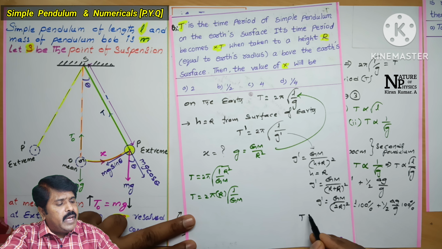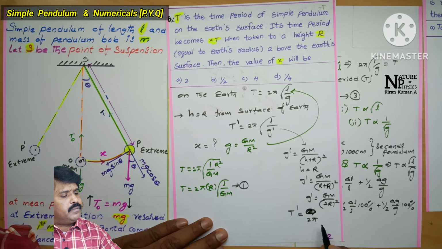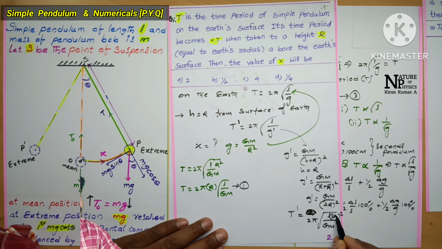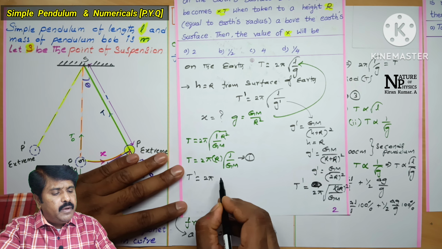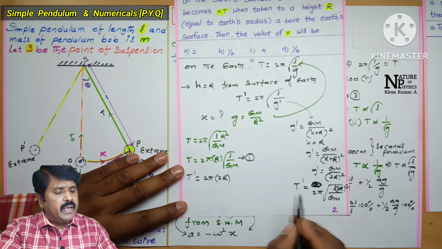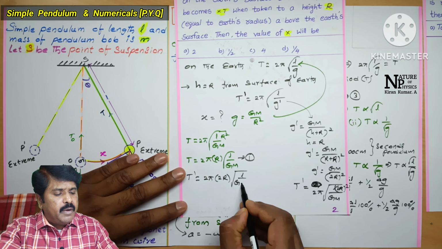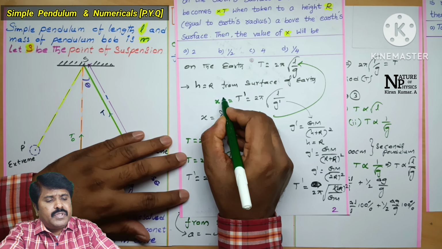Okay, so that T dash, I can write as equation number 1, 2 pi root over L divided by Gm into 2r square. Student, T dash is equal to 2 pi, 2r, r for 2r square root of g gets cancelled, we are getting root over L divided by Gm. This is equation number 2. Student, in the question T dash is given as x T.